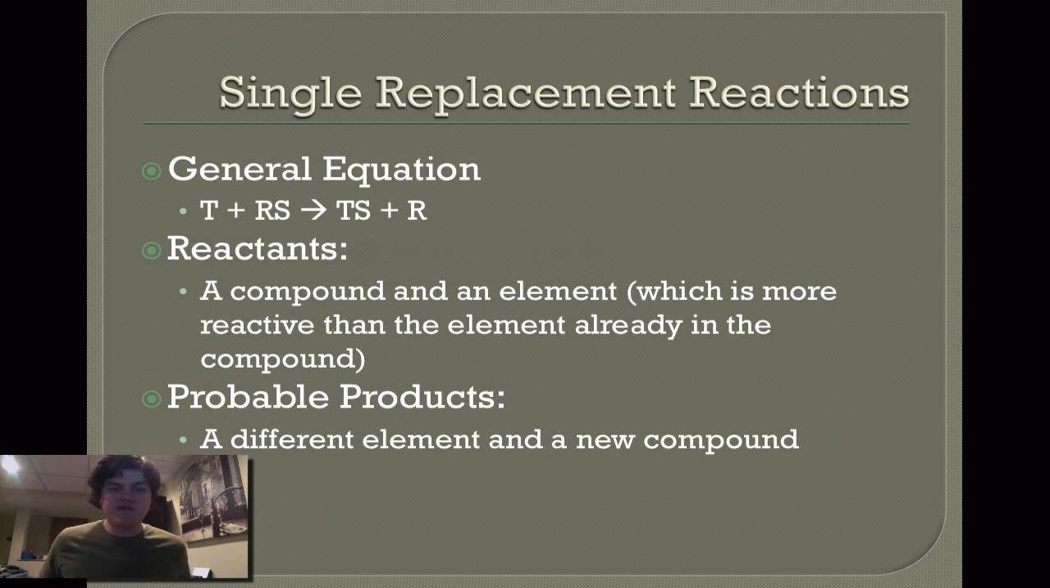Okay. Here's all our final information. I've given you the general equation. We have T plus Rs yields Ts plus R. And I want to point out that remember, both the cation or the anion could be replaced. So you need to pay attention to what would be doing the replacing, and does it typically make a positive or negative charge. For reactants, you should always start with a compound and an element, and that element needs to be more reactive than whatever it's replacing. The probable products will be a new compound and then a new element.